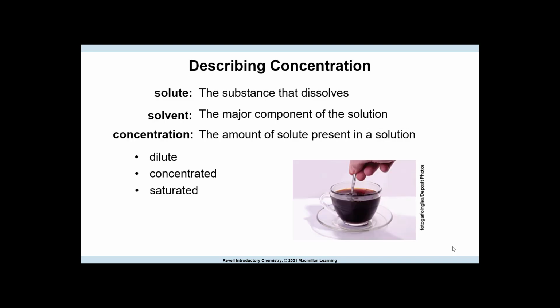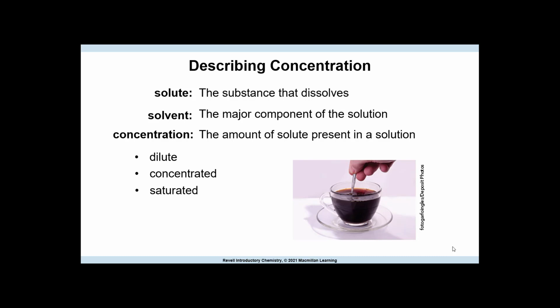So when sugar is added to coffee, the sugar dissolves. That is, the sugar particles disperse throughout the coffee, forming a homogeneous mixture. This type of mixture is called a solution. The substance that dissolves, for example the sugar, is called the solute. The liquid in which the solute is dissolved is the solvent. The solvent is the major component of the solution.